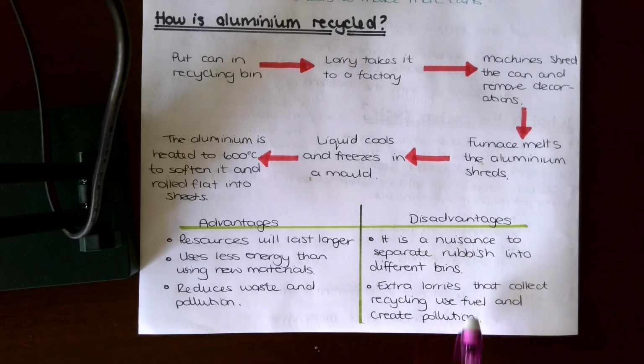Some disadvantages of recycling are that some people find it a bit of a nuisance to separate their rubbish into different bins, or people don't do it properly, so that then the products can't actually be recycled. And some argue that actually extra lorries are needed to collect the recycling, so they use extra fuel and create more pollution.